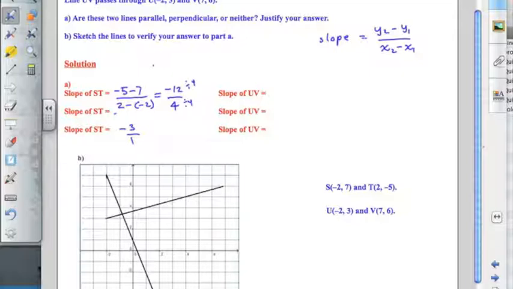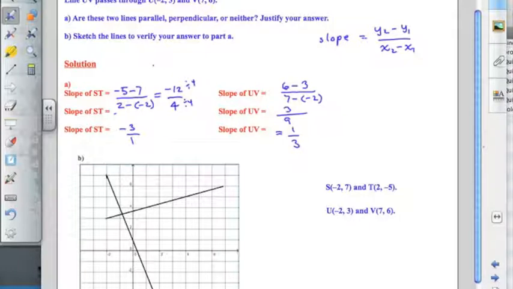The slope of UV, so I would find the change in y by taking 6 and subtracting 3, those are the y coordinates, and taking 7 and subtracting -2 to get the change in x. Okay? So 6 subtract 3 is 3, and 7 subtract -2 is the same as 7 plus 2, so that's 9. So if I reduce that, both of those numbers are divisible by 3. I'll get 1/3.